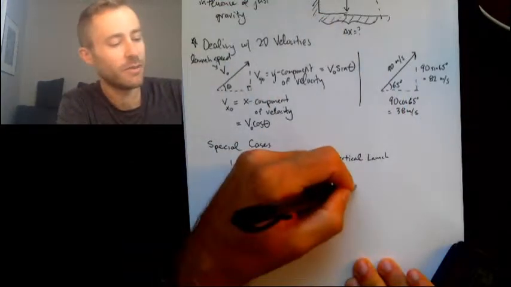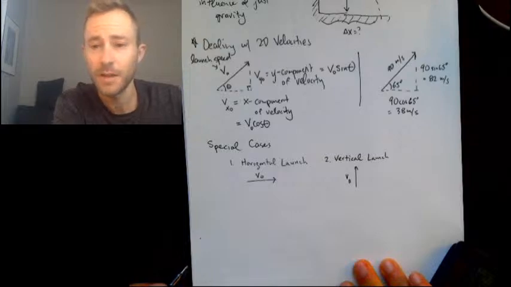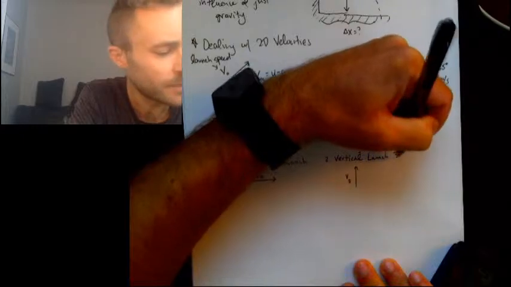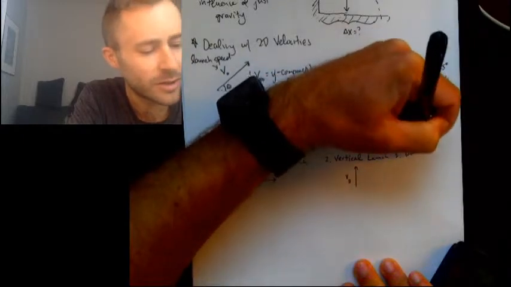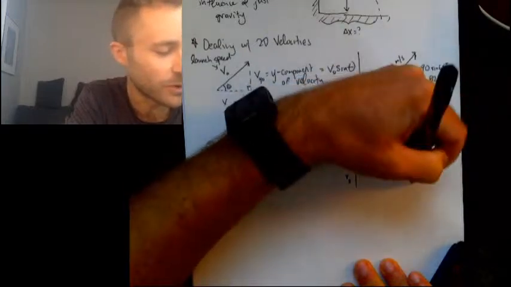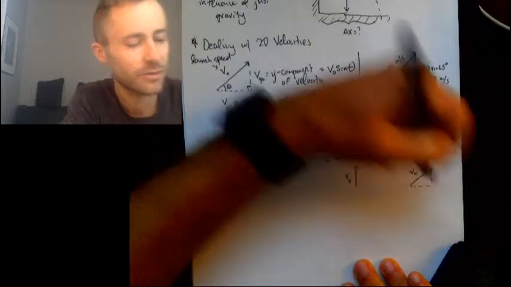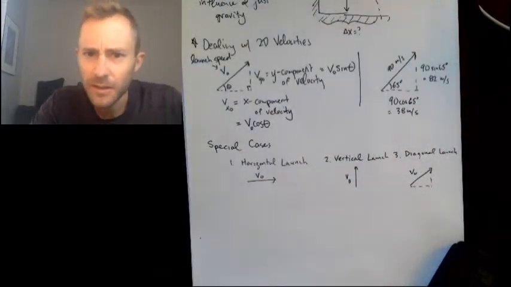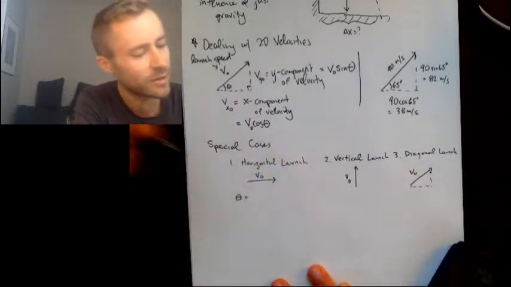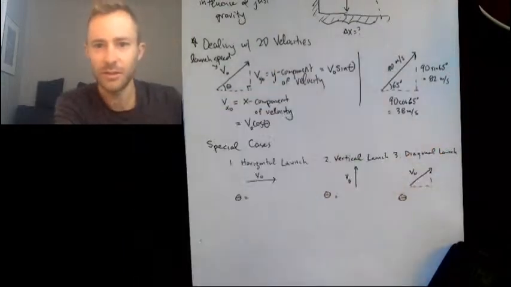A vertical launch would be a V0 that looks like this. So what is that launch angle? And then the third one is an example of a diagonal launch, where your V0 goes perfectly diagonally. What's the launch angle in that case? I'll wait a moment for you to type into the live chat. I want to know the angle of launch in this case, in that case, and in this case.